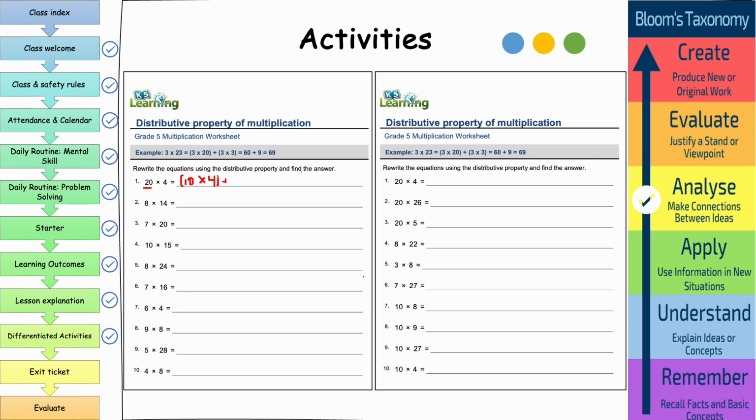plus 10 multiply by 4 equals 40 plus 40, which is 80, is the final answer. So 20 times 4 is 80 using the distributive property of multiplication. You can do the other question the same way. The only thing that you can do to make it easier for you is decomposing the largest factor.